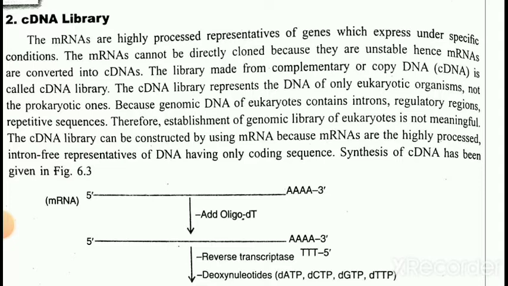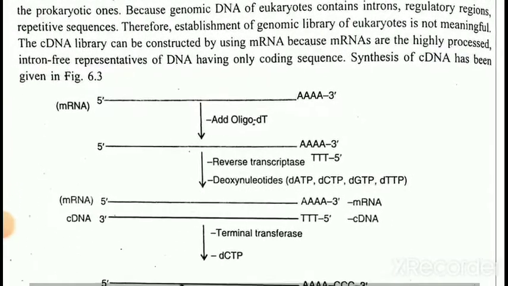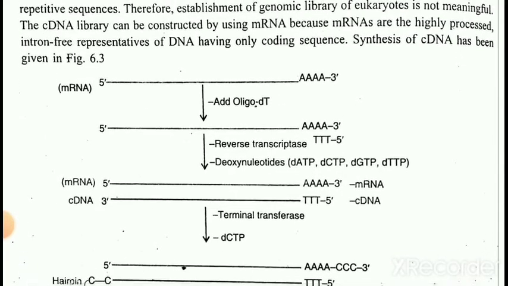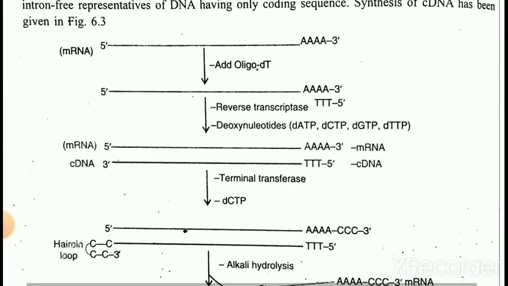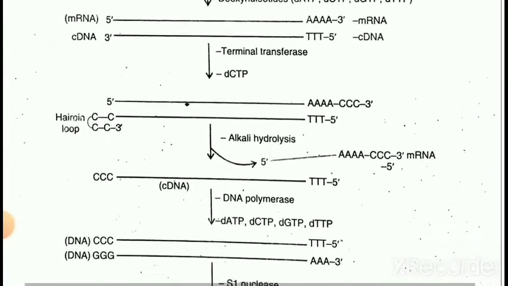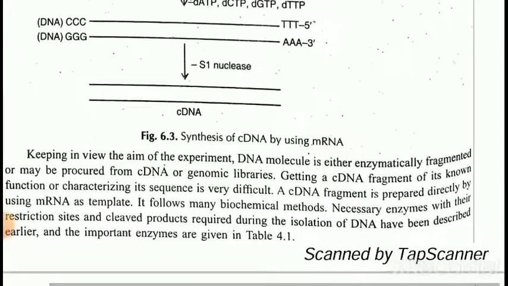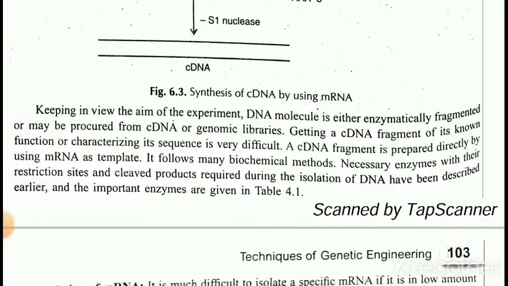The cDNA library represents the DNA of only eukaryotic organisms, not the prokaryotic ones, because genomic DNA of eukaryotes contains introns, regulatory regions, and repetitive sequences. Therefore, establishment of a genomic library of eukaryotes is not meaningful. The cDNA library can be constructed by using mRNA because mRNAs are the highly processed, intron-free representatives of DNA having only coding sequence. Synthesis of cDNA has been given in Figure 6.3. Figure 6.3. Synthesis of cDNA by using mRNA.